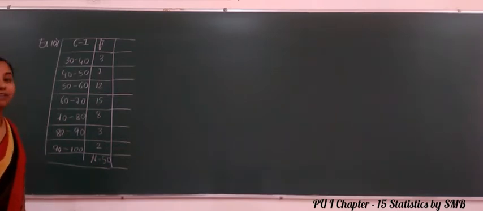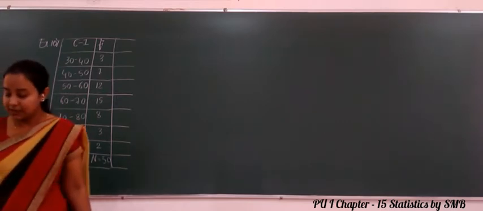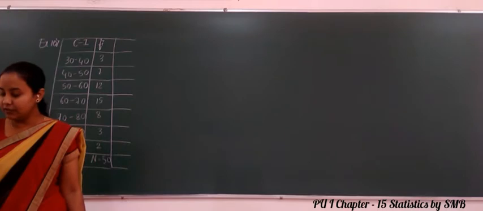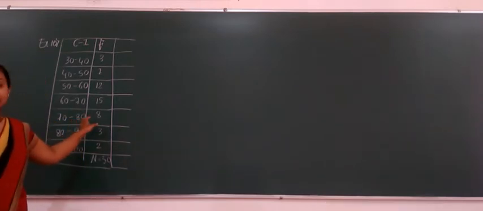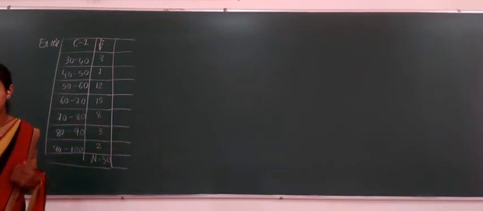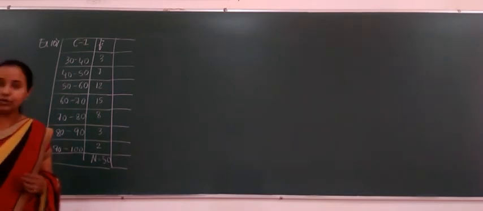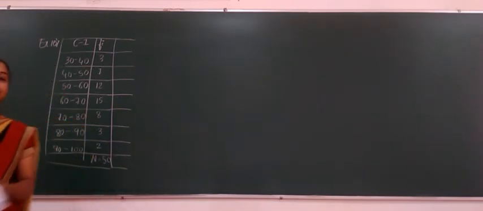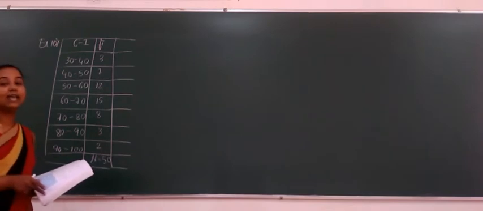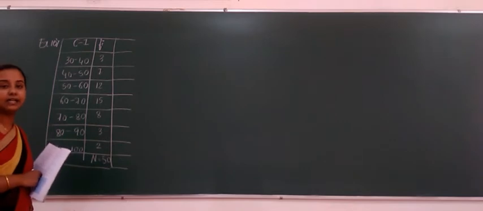Here we have example 10. What does example 10 say? Calculate the mean, variance and standard deviation for the following distribution. The given data has class intervals 30 to 40, 40 to 50, like that until 90 to 100, and then the frequency is given, which I have already written on the board. Next, what you need to calculate is the mean, variance and standard deviation.